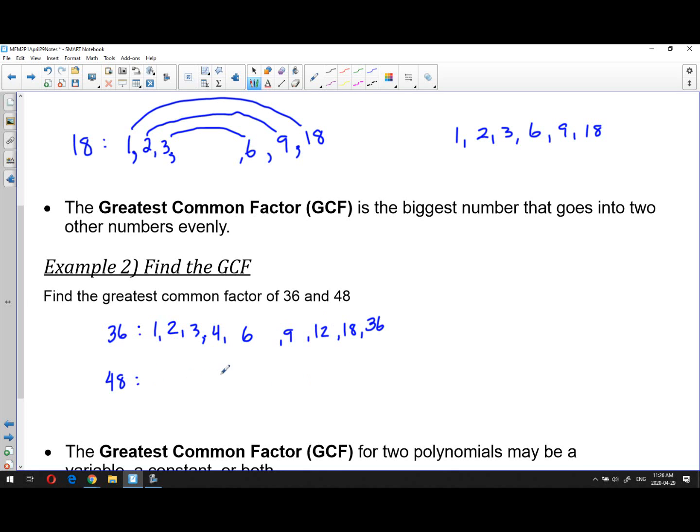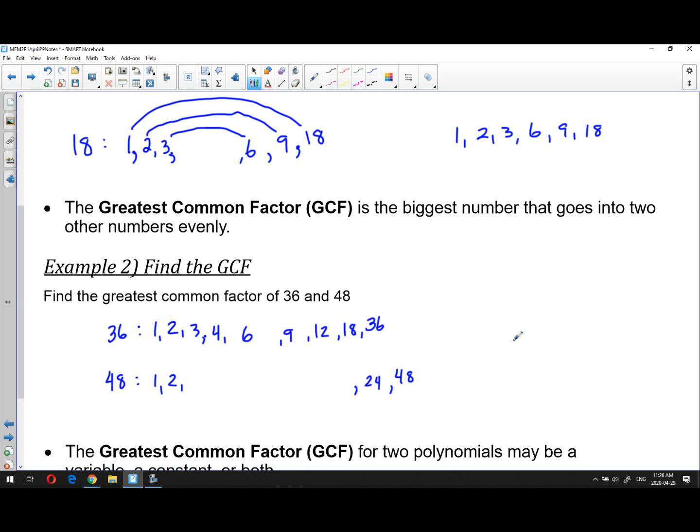The factors of 48. So we're working on the factors of 48. Okay, so 1 and 48. Okay, then 2 and 24.